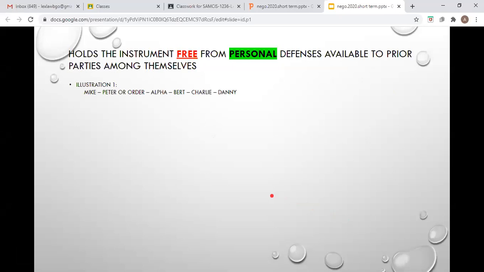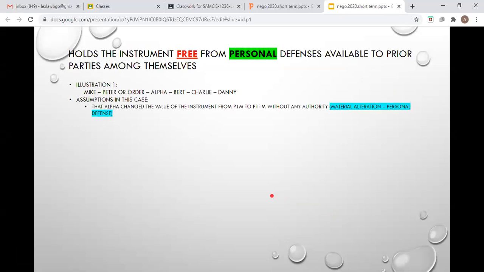Mike made a promissory note addressed to Peter or order, Peter to Alpha, Alpha to Bert, Bert to Charlie, Charlie to Danny. And then what are the assumptions that we will consider in this case? That Alpha changed the value. Okay, so Alpha here changed the value of the instrument from 1 million to 11 million pesos without any permission or authority. So, in that case, there is now what we call as material alteration. And how will you consider material alteration as a defense? Material alteration as a defense is considered as a personal defense.